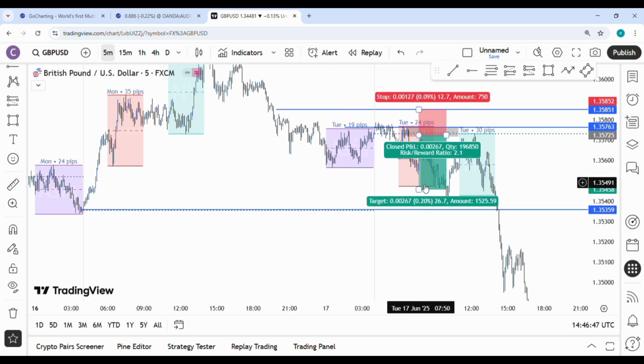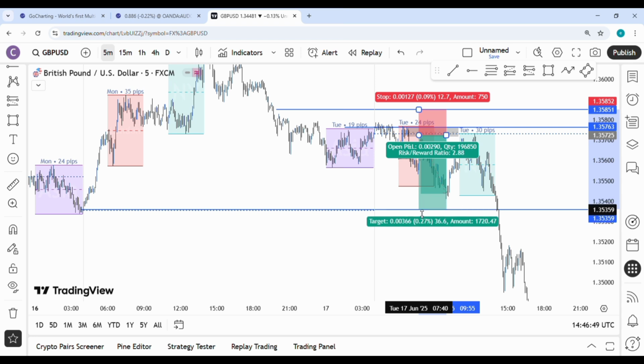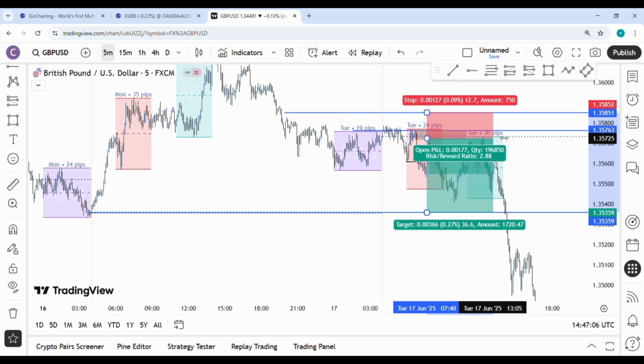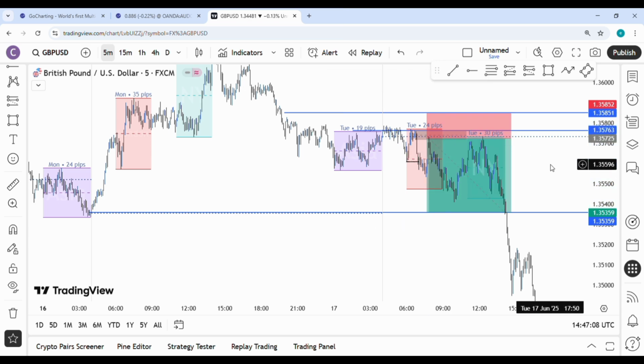You understand? And it's also believed that this particular movement forms the high of the day and also the low of the day. If price sweeps above, then price has already formed the high of the day. If price sweeps below, price has also already formed the low of the day. Now you can see this particular movement, and price gave us a 1:2.8 risk-reward ratio and a clean move.